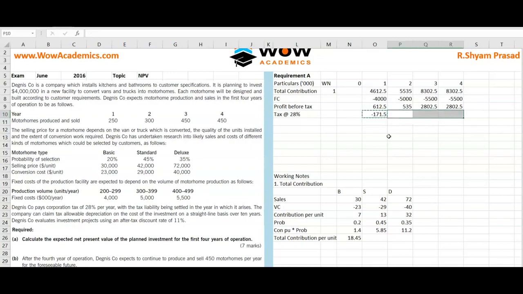Now the same approach you have to do for other years. But in this sum, you have a tax allowable depreciation. So for that, we have to do a working note. So the working note, we'll do it here. So it is tax allowable depreciation. So we'll do it here.